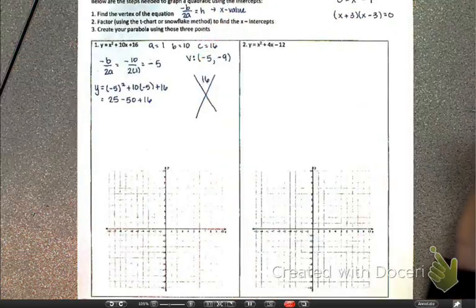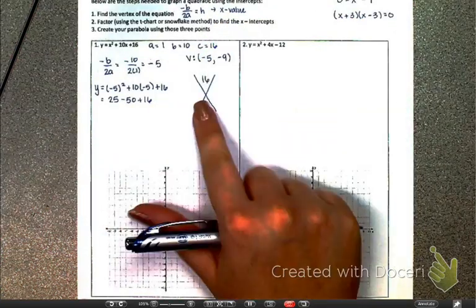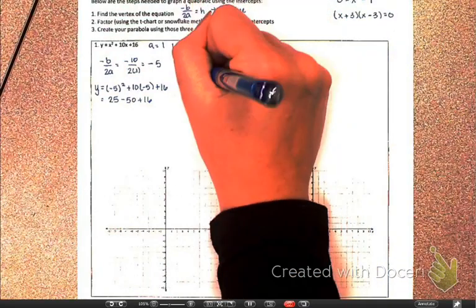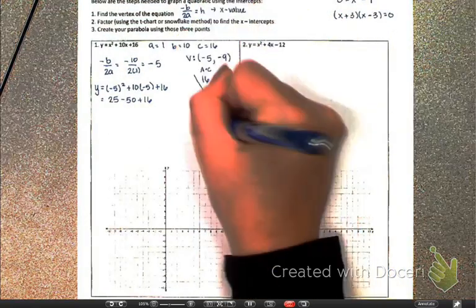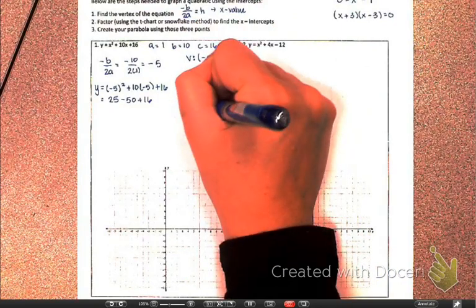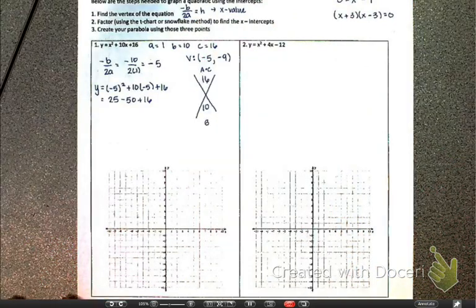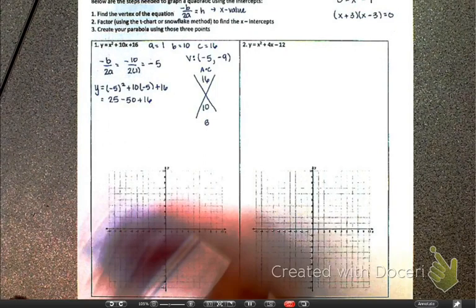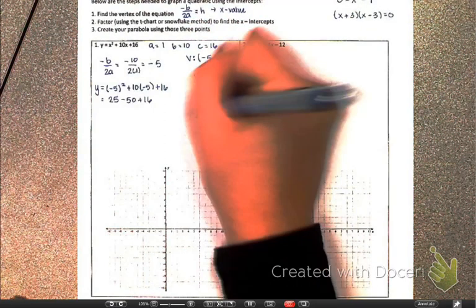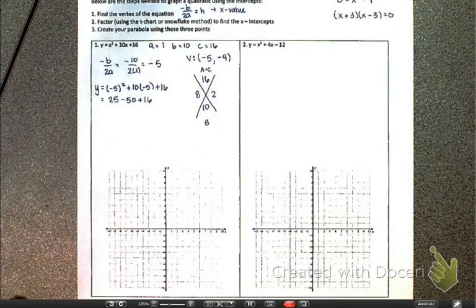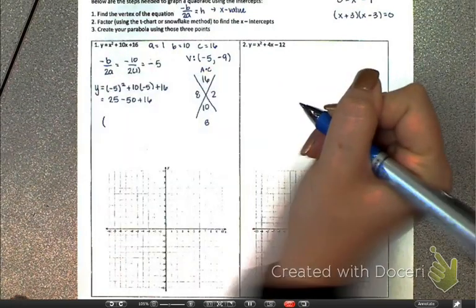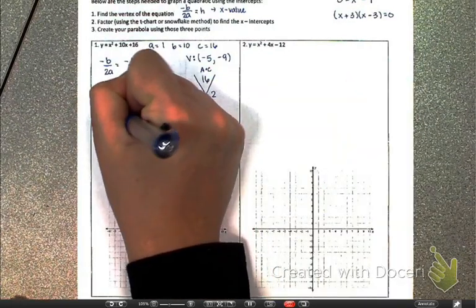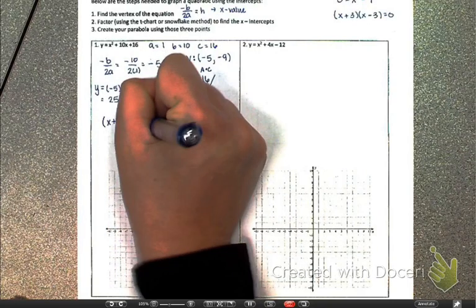16. A times C. 1 times 16 goes on top. This is A times C. What goes on bottom? 10, which is your B. So you're looking for two numbers that multiply to 16 and add to 10. 8 and 2. 8 times 2 is 16. 8 plus 2 is 10. Okay. From there, we're going to factored form. We have x's. x plus 8 times x plus 2 equals 0.